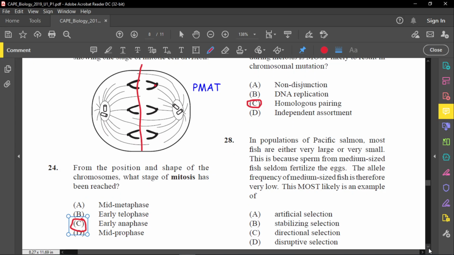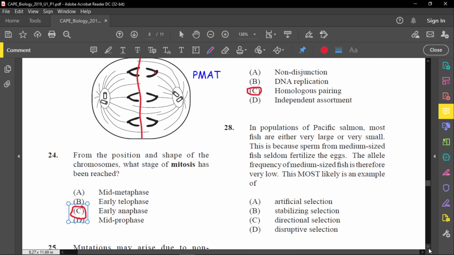In populations of Pacific salmon, most fish are either very large or very small. This is because sperm from medium-sized fish seldom fertilize the eggs. The allele frequency of medium fish is therefore very low. This is most likely an example of what? So medium size is very low. No, that's not a typical situation.